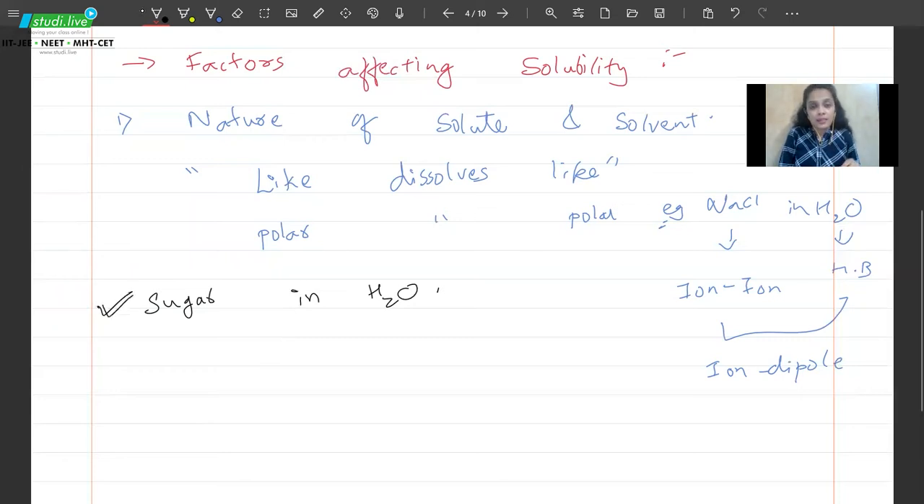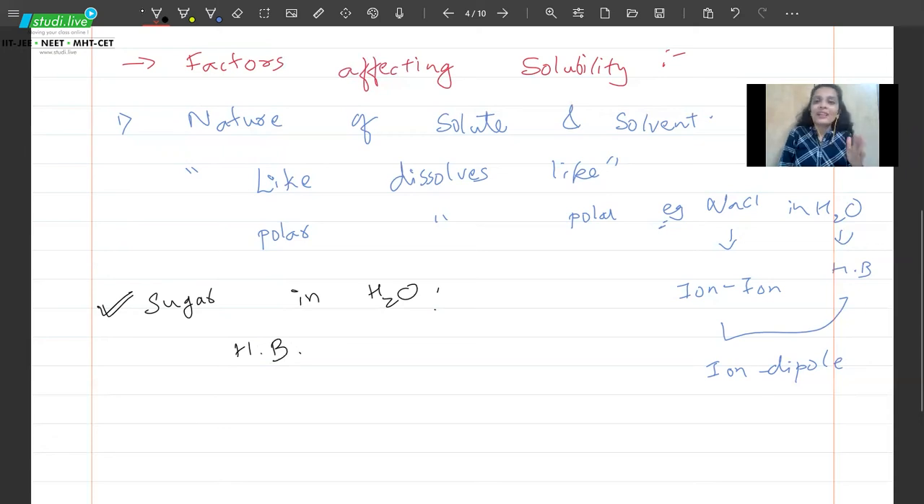What is the reason that sugar gets dissolved in water? Why am I asking you? Because sugar is non-polar and water is polar. Yes, you're absolutely right. If your answer is that sugar is going to form hydrogen bonding with water, yes, so we can say simply because of the interaction with hydrogen bonding, sugar dissolves in water. Don't you think it's very easy?